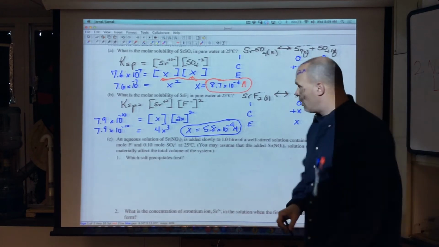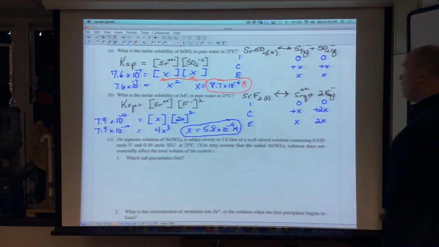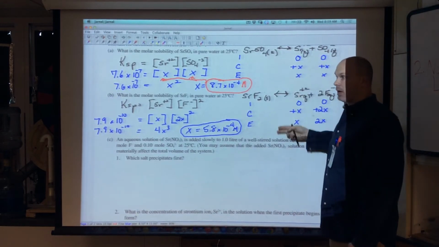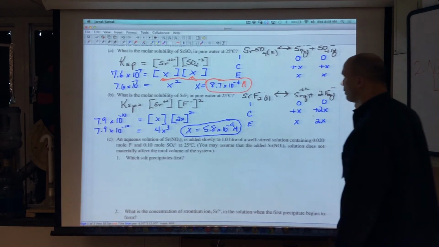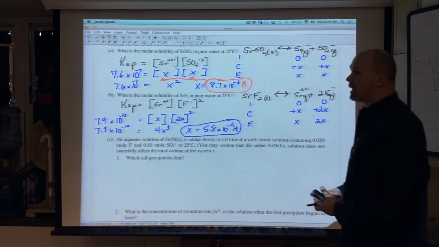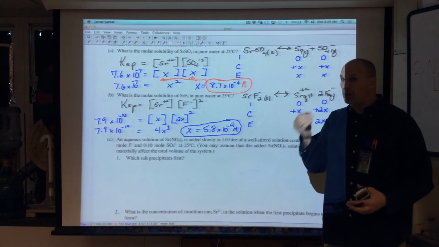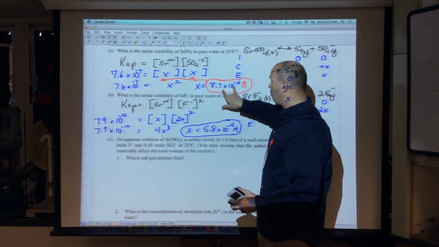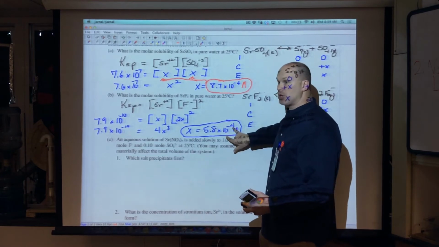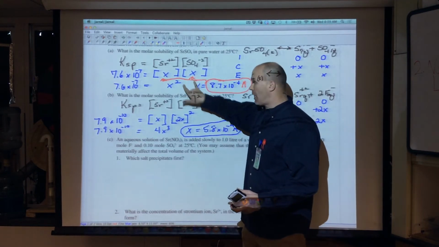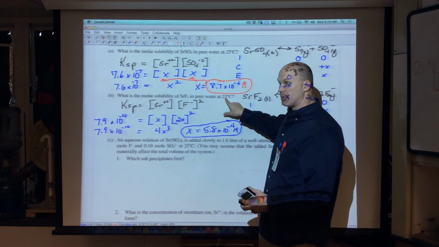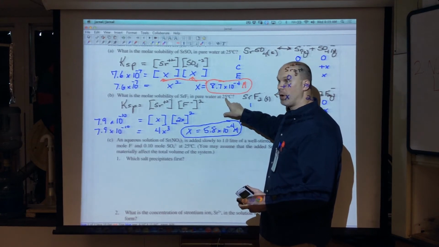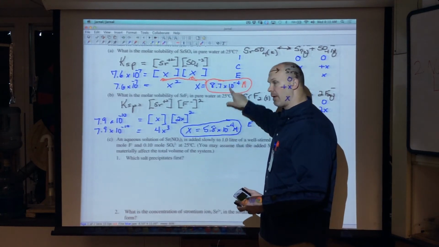All right, so that's A and B. Probably 2 points apiece here, at least, for these 2 questions. Not very difficult, but this is how we actually get the solubility, or the value at equilibrium. What is the maximum concentration of these ions at equilibrium for that temperature before it starts to what? Precipitate. Think of it that way.